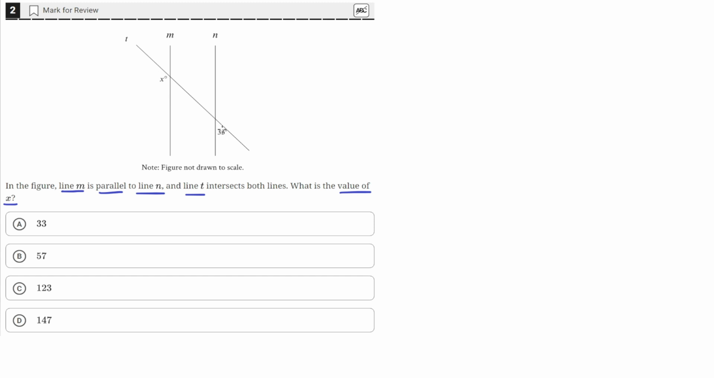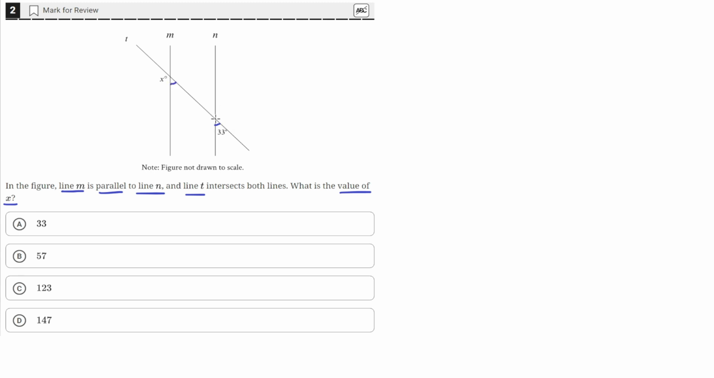And we're given that this angle here is 33 degrees, and we need to find the value of this angle, which is X degrees. So, since this is a set of parallel lines being intersected by a transversal, it means that corresponding angles are equivalent. So, this 33 degree angle here is corresponding, or it corresponds to, this angle right here.